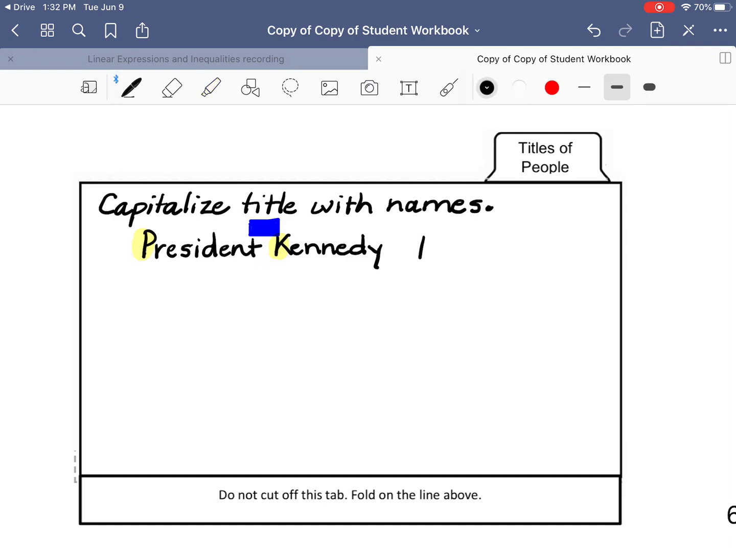Another one would be Dr. Ali. There is the title, Doctor, and the name, last name is Ali. Some other examples would be Governor Smith, Senator Mason, Madam Secretary. That's not a name, but it is a title. Mother Teresa. That was probably a relative name. But any title that's used with the name, you will capitalize.